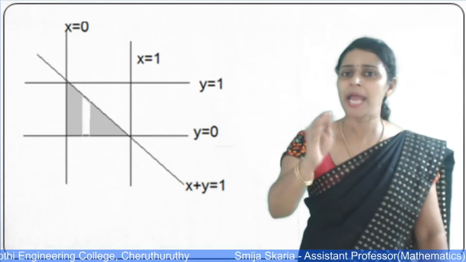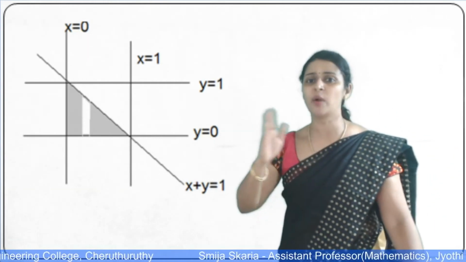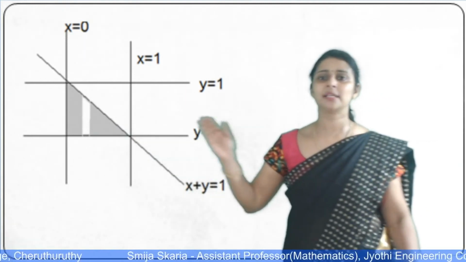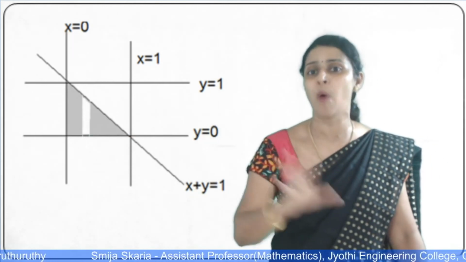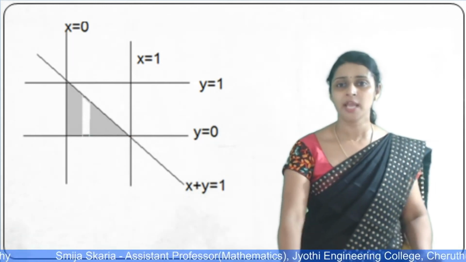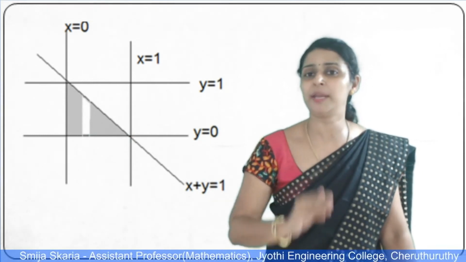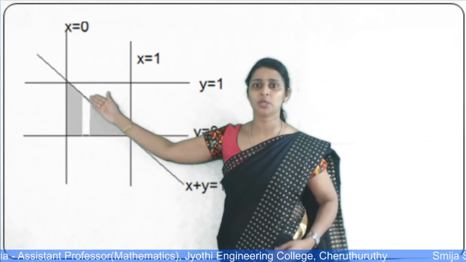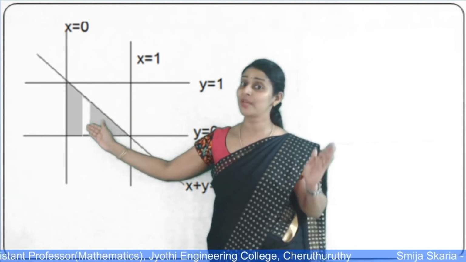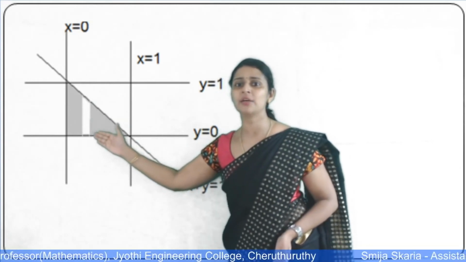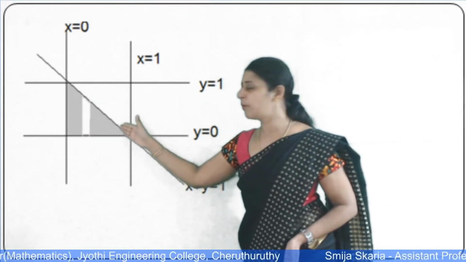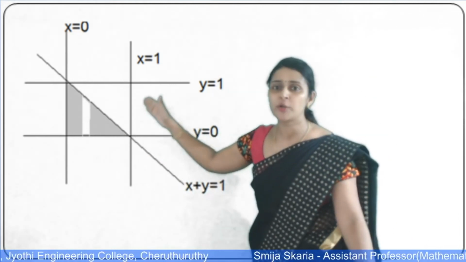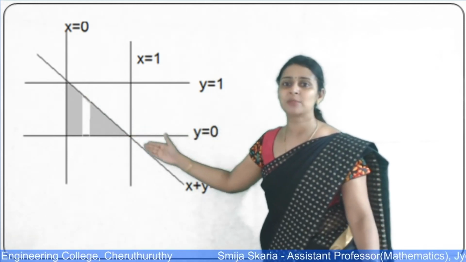So in this problem, I have given constant limit to x. So what is the constant limit to x? X varies in between 0 and 1. So the constant limit for x is 0 to 1. And how will you find the variable limit of y? To get the variable limit for y, we have to draw a strip parallel to the y-axis like this. And to get the limit, you take the bottom portion of this strip. So the bottom portion of this strip is on the line y equal to 0. And the top portion of this strip is on the line x plus y equal to 1.